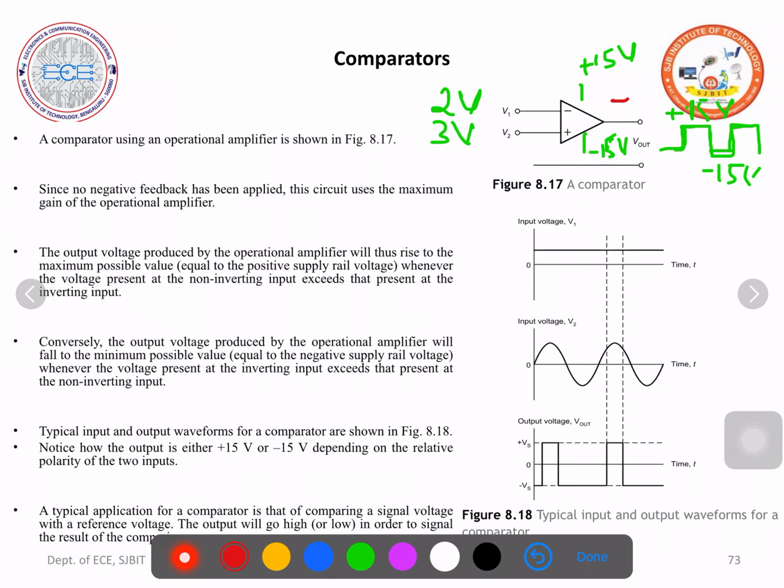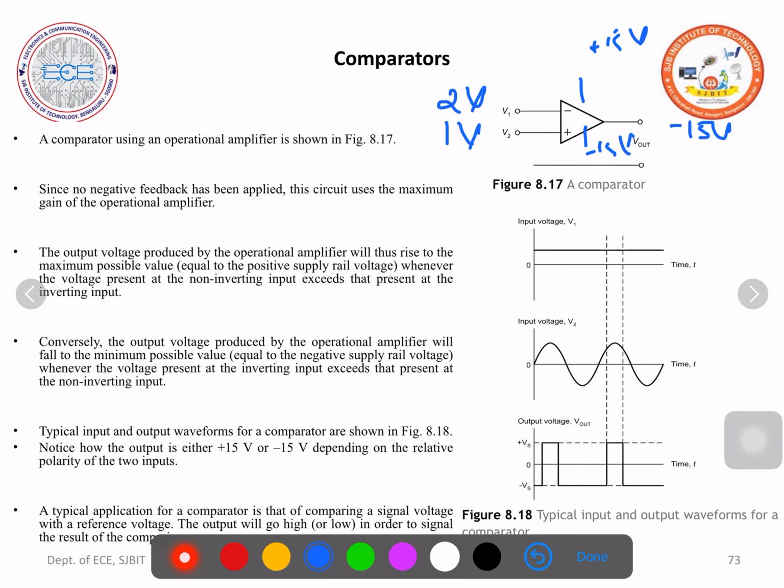Suppose, let us change the inputs. Here I will apply 2 volts, and here I apply 1 volt. 2 volts at the inverting terminal, 1 volt at the non-inverting terminal. Here is plus 15 volts, here is minus 15 volts. As you know, 2 volts is greater than 1 volt, and 2 volts is applied to the inverting terminal. So the output voltage you will get is minus 15 volts.